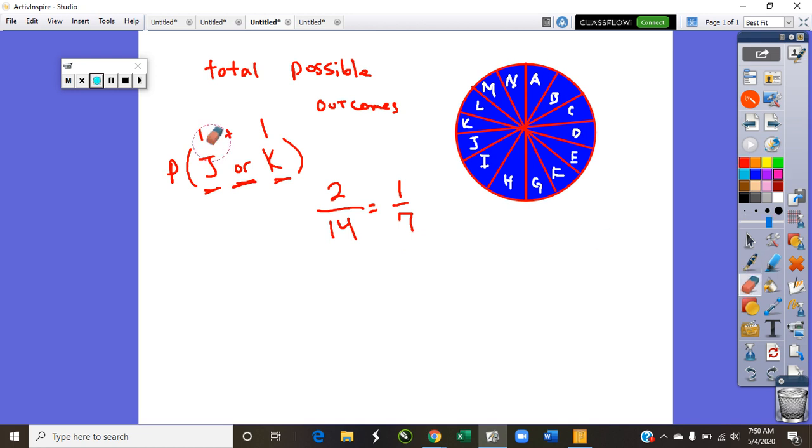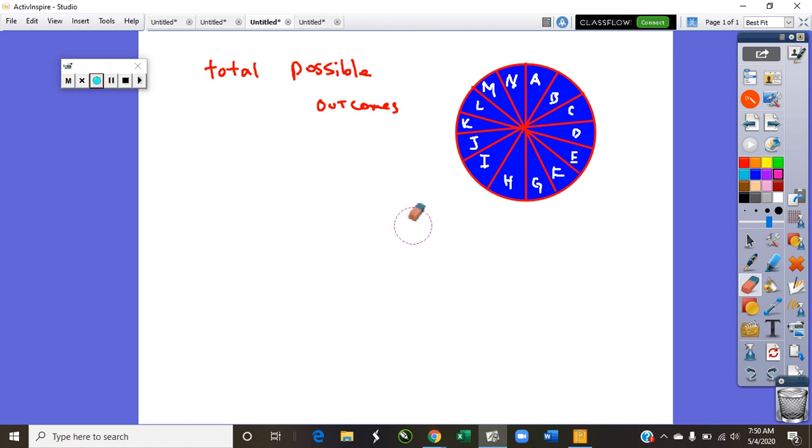All right, let's try this one. Let's say I want you to find the probability of, let's say, a vowel. I want to find the probability of spinning a vowel. Well, what's the first thing I do? I write the total possible outcomes. It doesn't matter what there is on the board. I know that there are 14 possible results for this spinner.